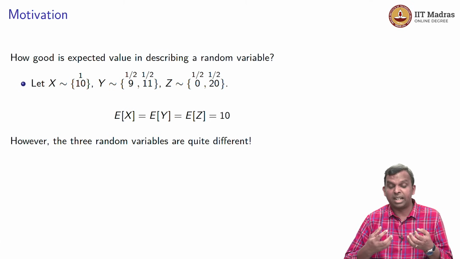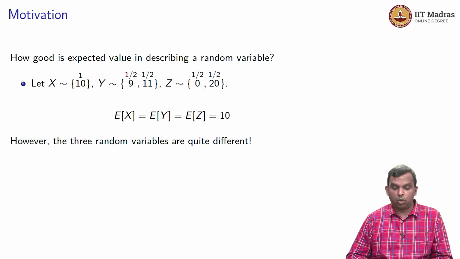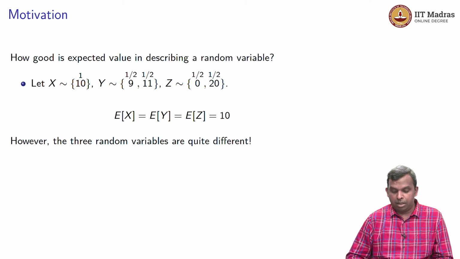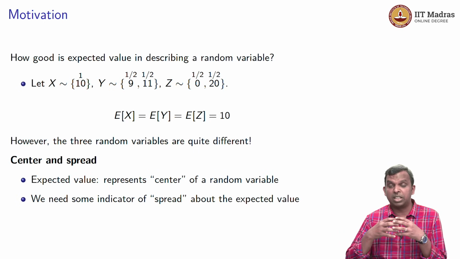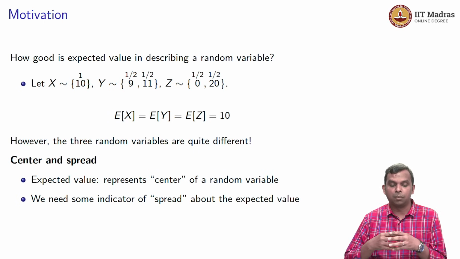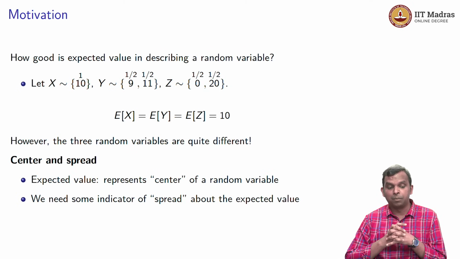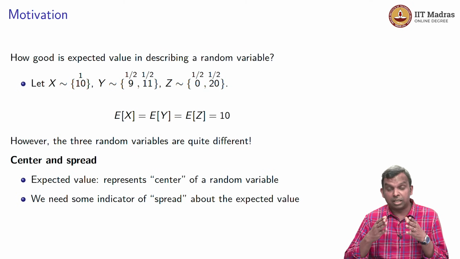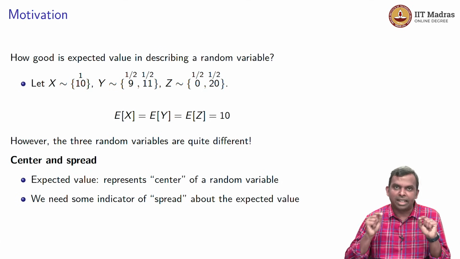It doesn't seem like you get a sense of what the random variable is with just the expected value. So you need something more, and that something more should measure some sort of spread. While the expected value correctly gives you the center of the random variable, the spread is also important and you need some other way to indicate it. That's where variance comes in.